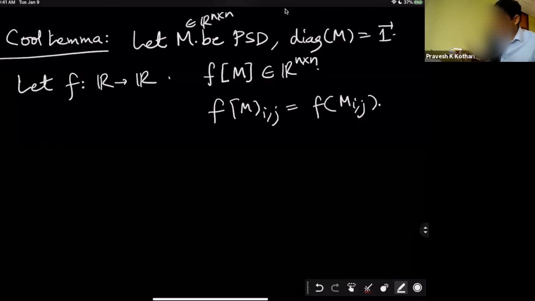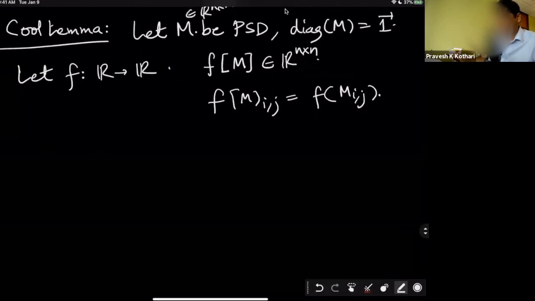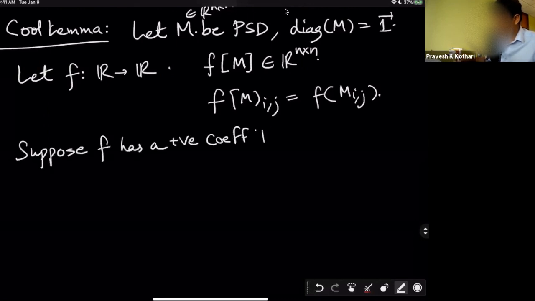And here's a weird fact that, a priori, if you think of M in terms of its eigenvalues and think of it as operators, it looks very, very funky, but we're going to prove this with a very simple proof. So suppose F has a positive coefficient Taylor series that's uniformly convergent in the interval -1, 1.